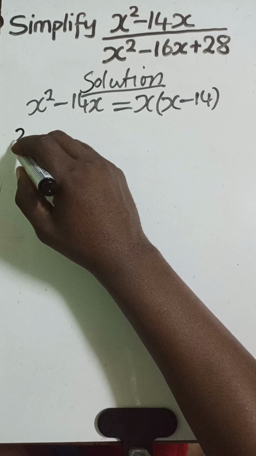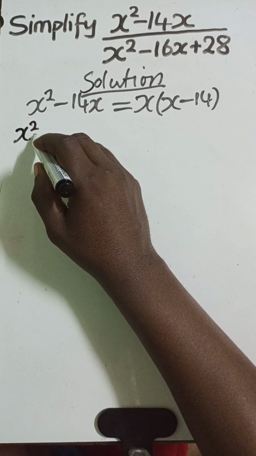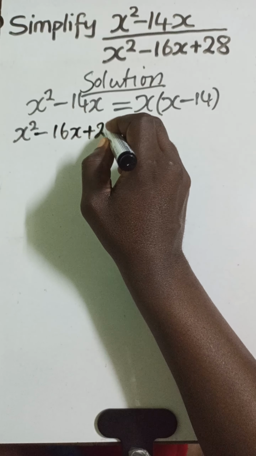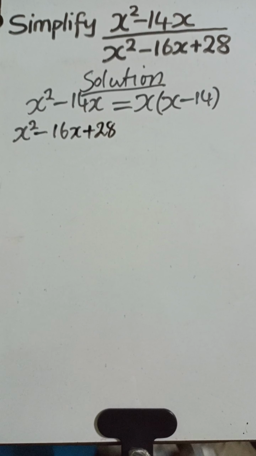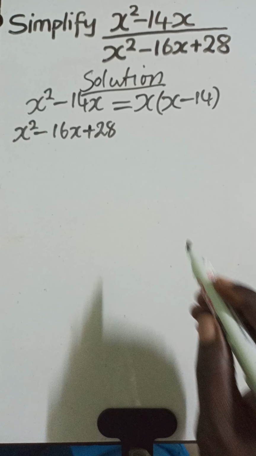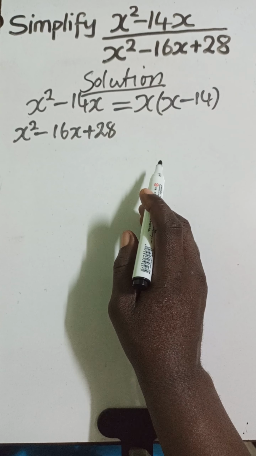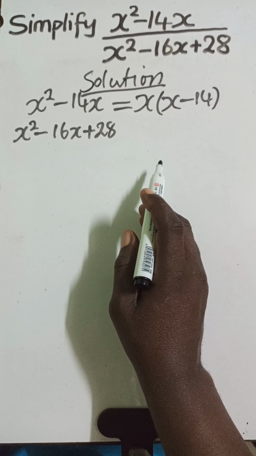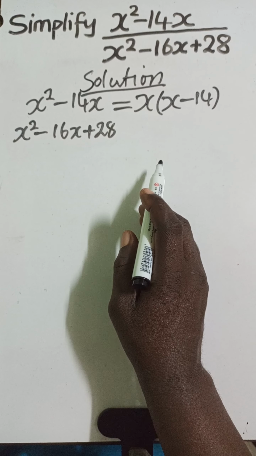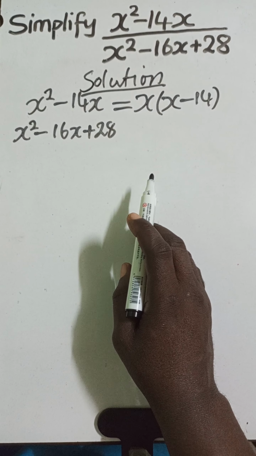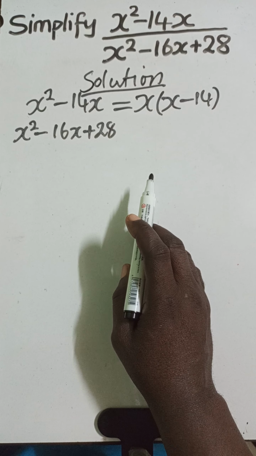Now let's look at the denominator. The denominator is x squared minus 16x plus 28. It is a complete quadratic expression. Now we can factorize it either using the quadratic formula or we use the factorization method and so on. So I'll prefer the factorization method.